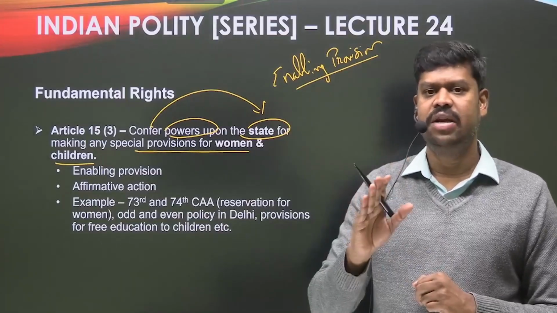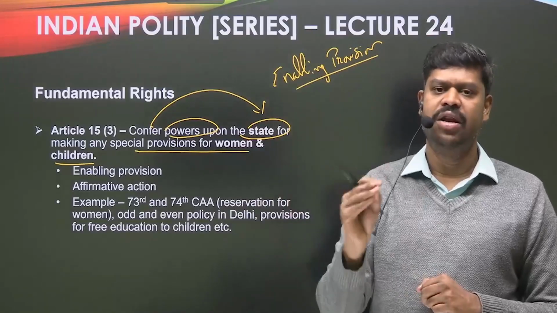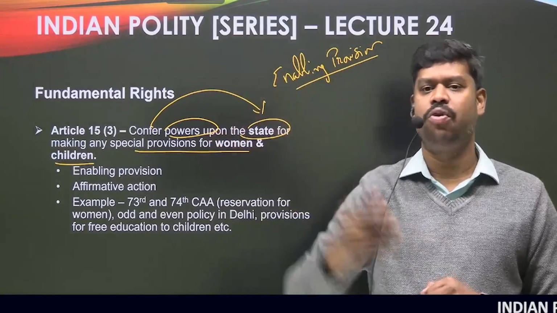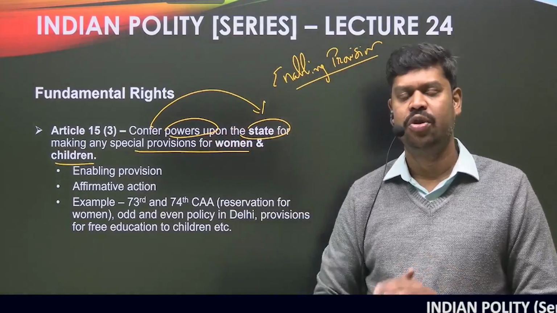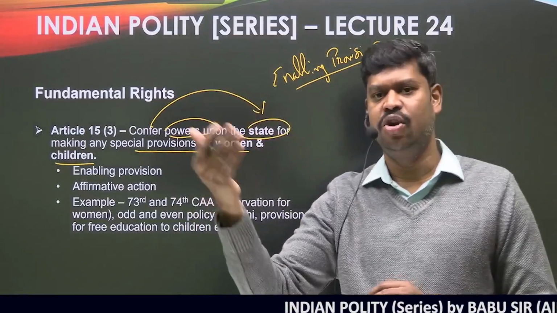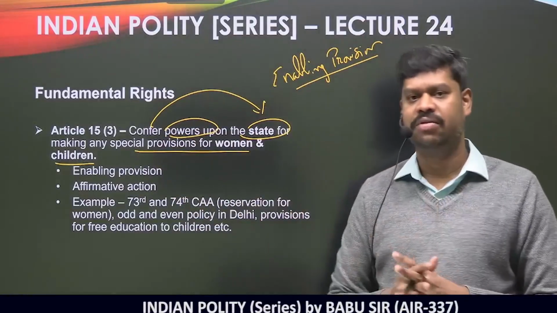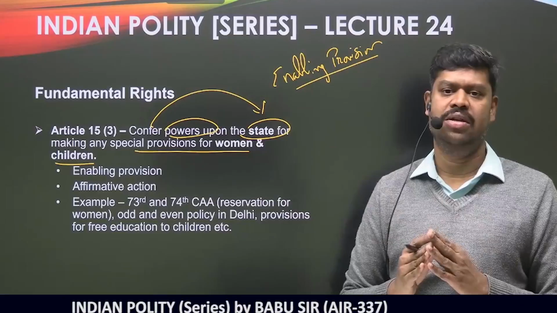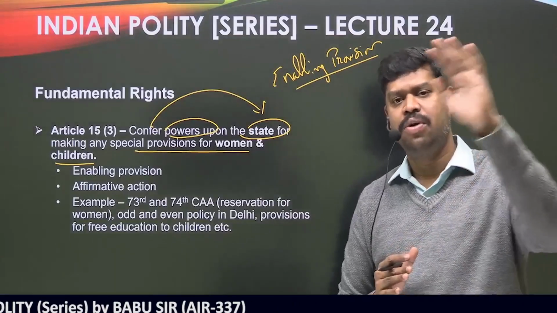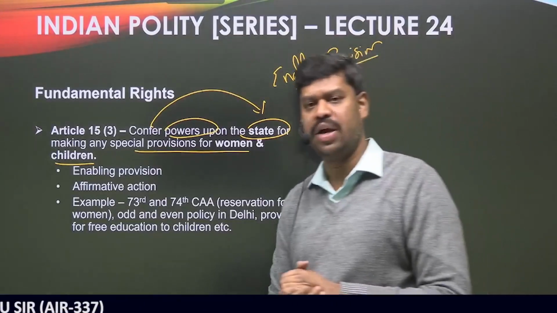So Article 15 Clause 3 does not confer any right upon women and children. Article 15 Clause 3 is only empowering the state to take measures, and by that measure they can provide certain privileges to women and children. So if the state comes out with certain measures, then women and children can exercise and enjoy those privileges. But women and children do not directly derive any powers and privileges from Article 15 Clause 3, because Article 15 Clause 3 is conferring this power only upon the state. So, this is the basic understanding you should have.